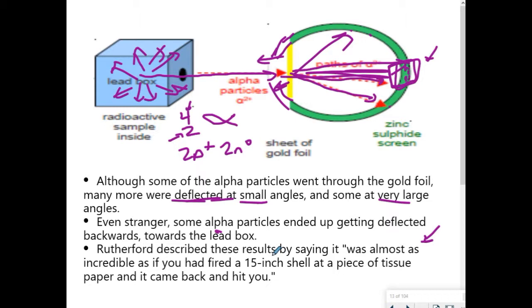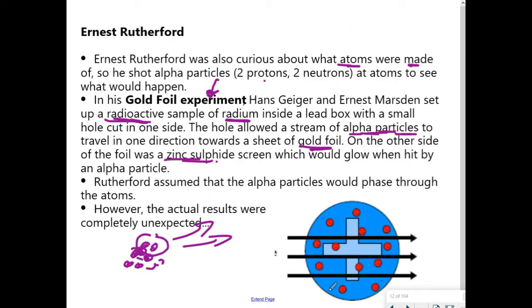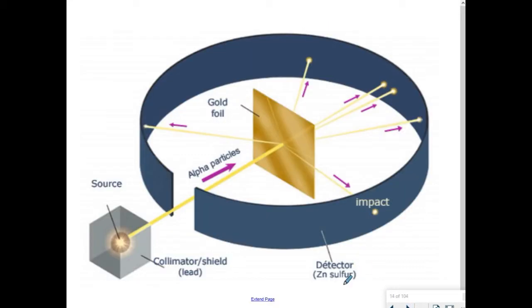He could not explain why this happened according to this model right here. Because according to this model right here, that wouldn't make sense. So it led him to make a new model of the atom. Let me show you one more picture here, though. So again, here's the lead covering a radioactive material.